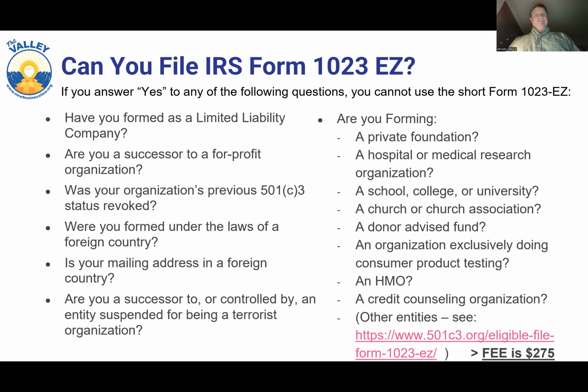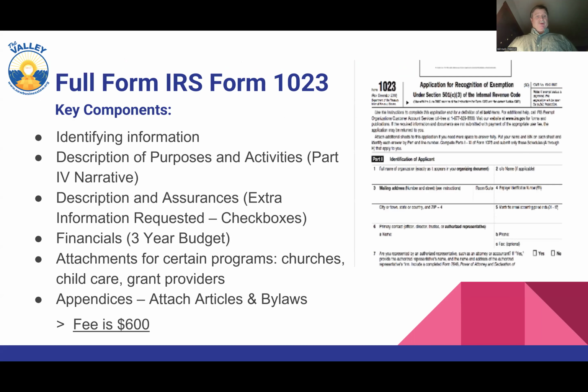Good, good. Okay, well, now maybe we should tell them a little bit about the full form 1023. Yes, if you can't do the 1023 easy. Of course. So for the full 1023, as I mentioned, the fee here is slightly higher. Previously, it was $275. Here for the 1023, it's $600. It has similar components. So for both, we will have the identifying information, and you will need to attach the bylaws.